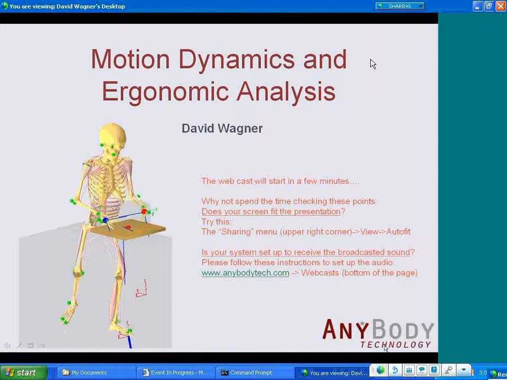Okay, let's begin. My name is David Wagner, and I am going to talk today about incorporating AnyBody software for ergonomic analysis, particularly focusing on motion dynamics versus static analysis, traditionally used.